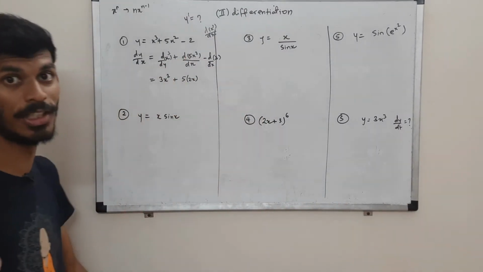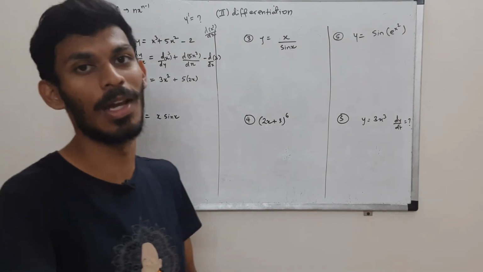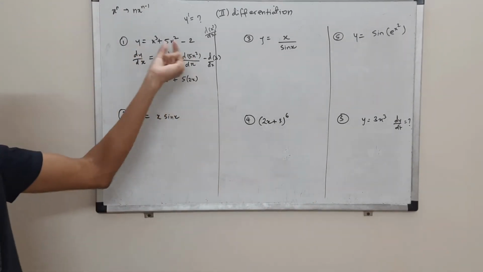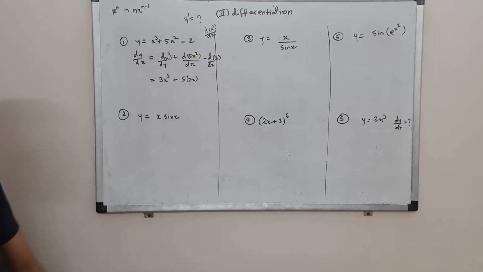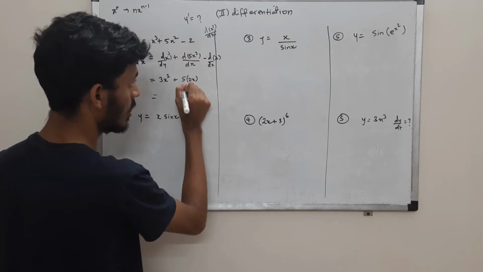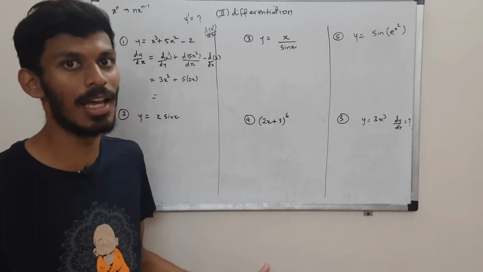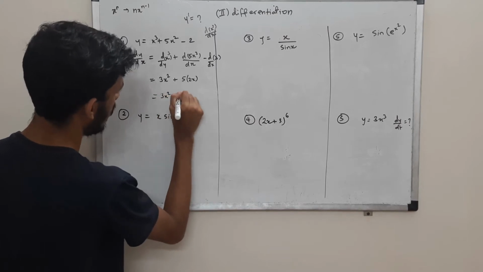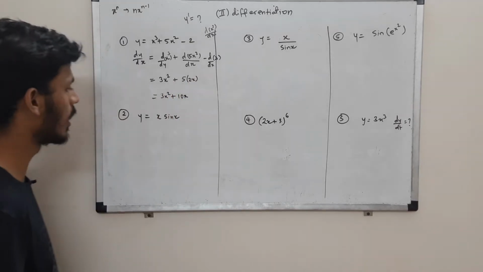Here 5 was a constant, but it was multiplied to x square. So if you have kx, you can remove the k and then differentiate that. So a constant in multiplication will survive, a constant which is simply there will die. So it is 3x square plus 10x. Let's come to this one.